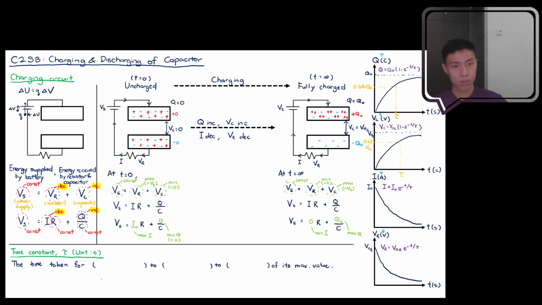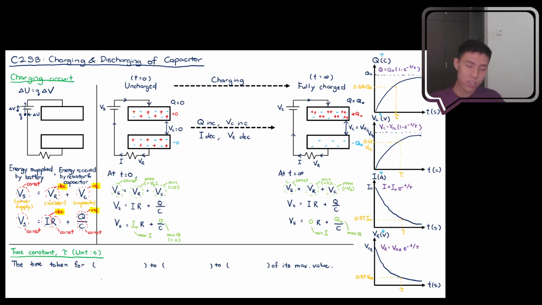Continuing on that, at the same time tau, if you check the current, you see the current has already fallen to about 0.37 of the maximum initial current. Then at the same amount of time, you see that the voltage across the resistor has also dropped to 0.37 of V naught R. So it's just a time that we usually reference.